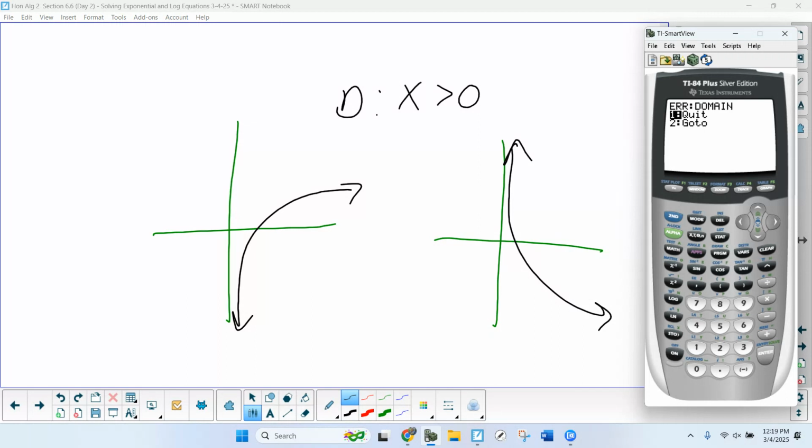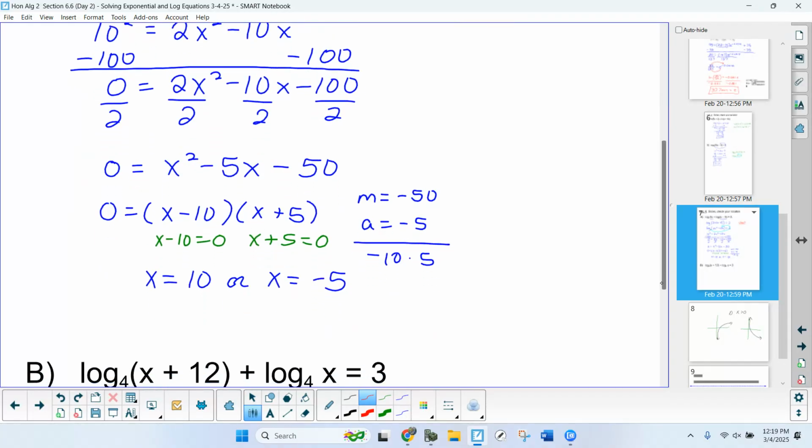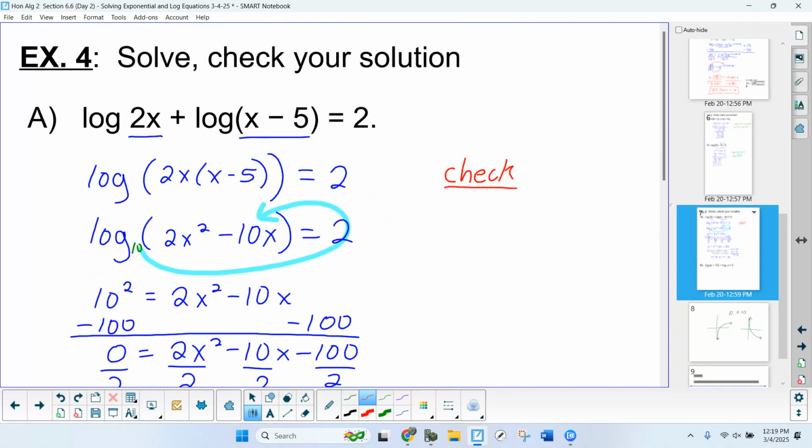So now we have to be careful because we need to check both of our answers. And if they make the argument negative or 0, it's an extraneous solution. So my first one was 10. When I plug 10 in here, am I good?